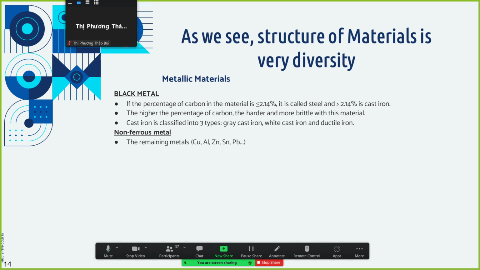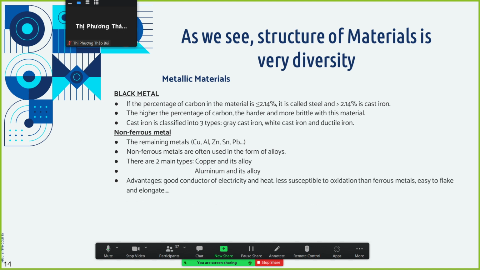The second is non-ferrous metal. The remaining metals are steel, Al, Zn, Sn, Pb. Non-ferrous metals are often used in the form of alloys. There are two main types: copper and its alloys, and aluminum and its alloys.